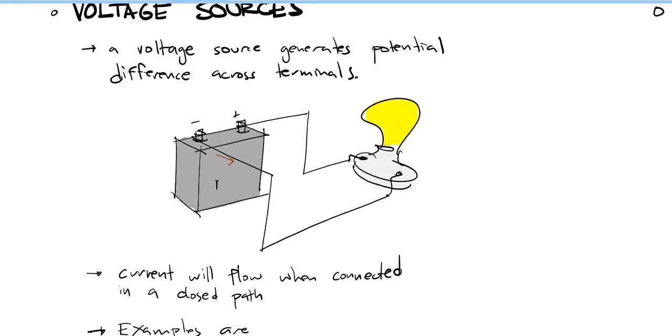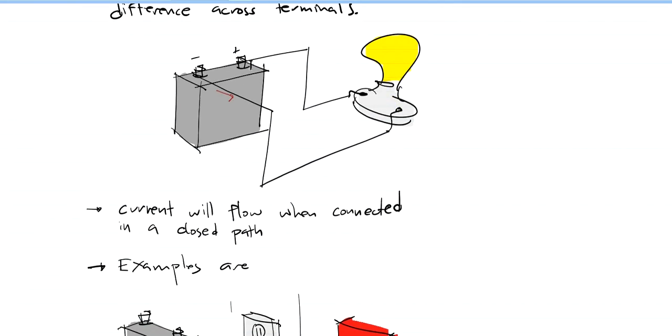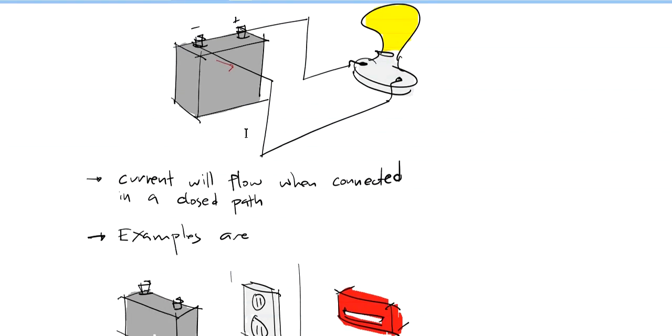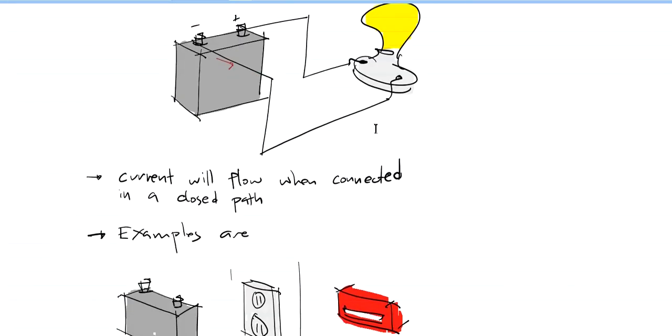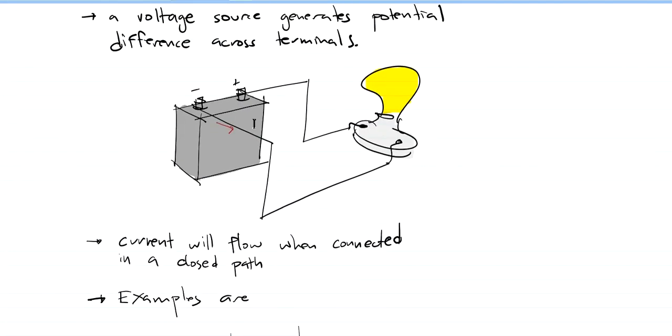Let's say right here in a battery, because of chemical reactions or chemical energy, it is converted to electrical energy. Right, so we can light this bulb using these voltage sources. When the terminals are connected in a closed path, there's going to be a flow of current. That's why this bulb will light up.